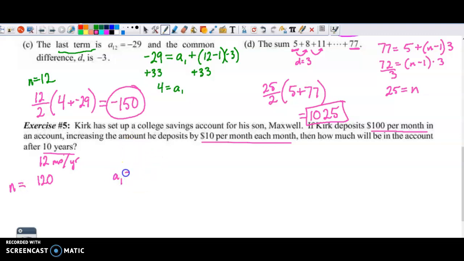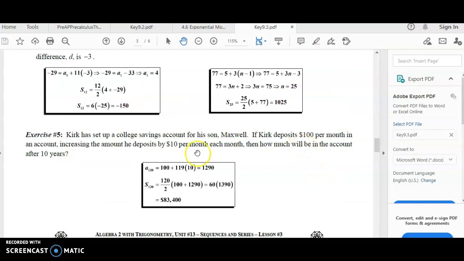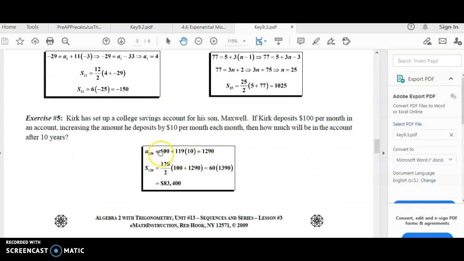Your first term would be 100, because I'm guessing we're starting with 100, and then your 120th term, you would have to use a formula. Now I'm running out of time and I don't want to make a second video, so I'm going to jump to the answer key here. Use the formula to figure out that the last term would be 1290. So if we did this problem, they would have $83,000 saved up and you should be ready for your homework now.